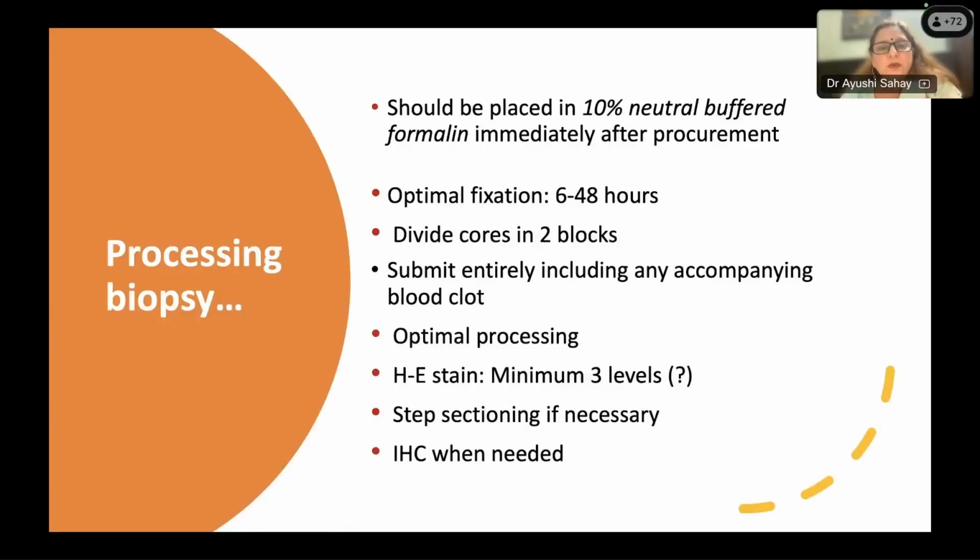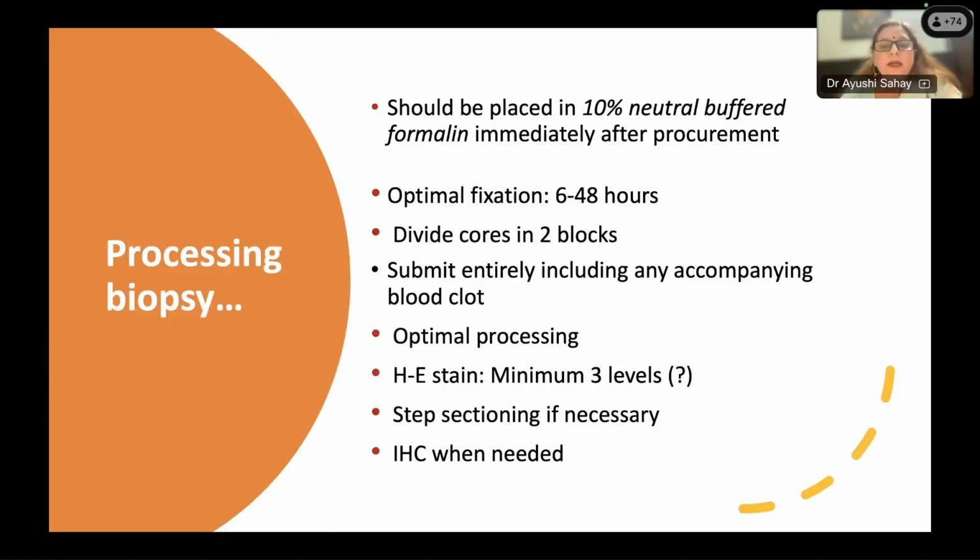It should be placed in 10% neutral buffered formalin immediately after procurement. And as per the ASCO-CAP guidelines, we all know that the optimal fixation time is 6 to 48 hours to get good biomarker results. You must divide the cores, as I said, into 2 blocks so that you can have multiple blocks for doing ancillary testing if required.